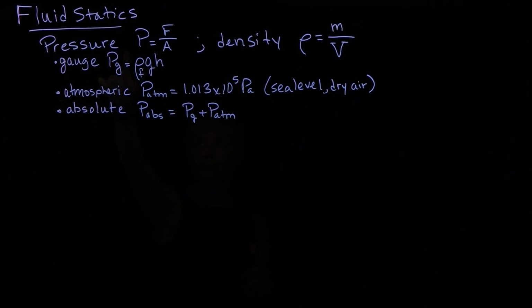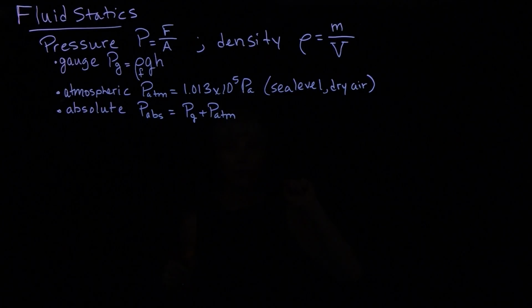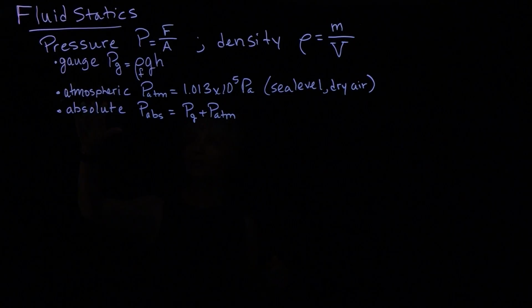We introduced pressure. Pressure gets the symbol capital P, and it's force divided by area. And so the units are going to be newtons per meter squared or a Pascal. We also define density. Density gets the symbol rho, and it's mass per unit volume. There are three different types of pressure.